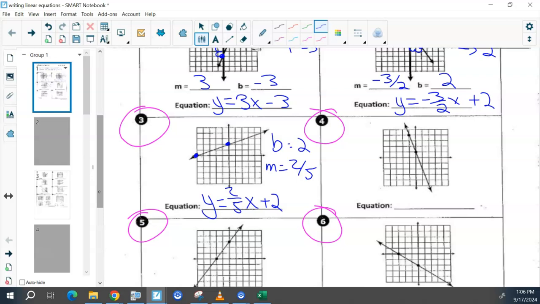I want you to look at numbers 4, 5, and 6. Are there any others we want to see? Is 4 for the slope for the 1? Close. You're going down and to the right, so that would be a negative 3 over 1.